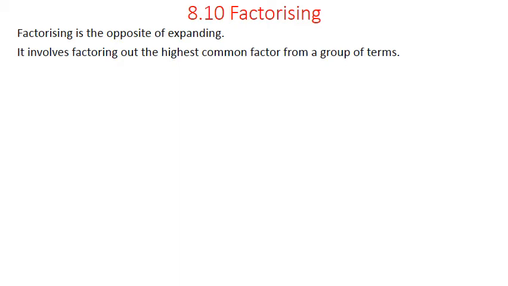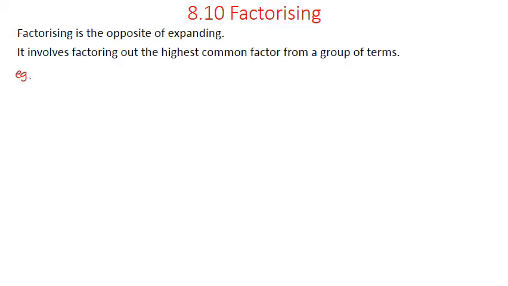Our very last topic for algebra is factorising. Now, factorising is the opposite of expanding. It's a little trickier, but it's not too bad. It involves factoring out the highest common factor, so it's the biggest number that can go into another number, from a group of terms.